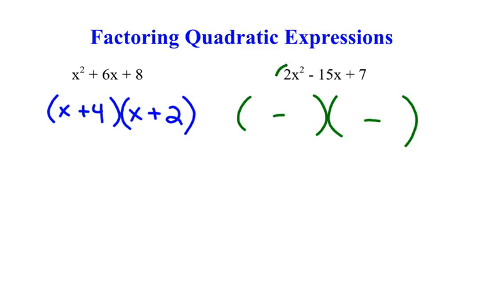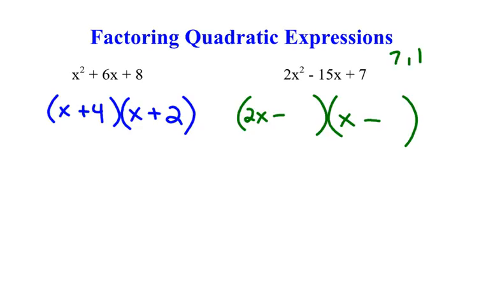Now, see this coefficient? It's a 2. In our first example, it was a 1. When this coefficient is a number other than 1, things are going to be slightly more difficult. Pay attention and watch what happens. Factors of 2x squared, well that's not hard, 2x times x. Factors of 7. 7 is a prime number, so it only has factors of 7 and 1.